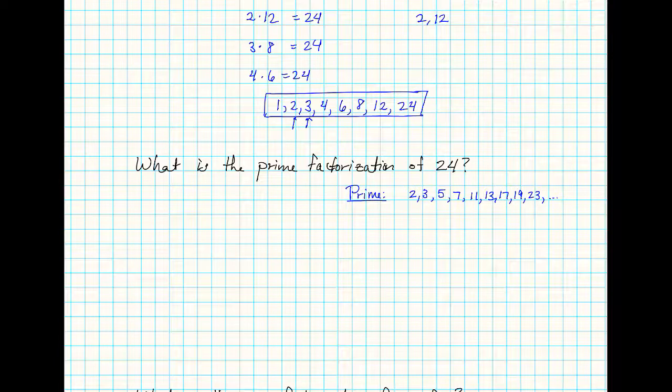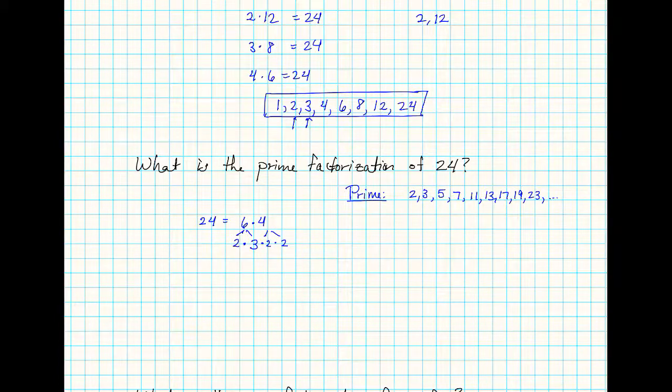Okay. So in 24, you can see the prime factors are just 2 and 3. But that is not the prime factorization of 24. You want to figure out how the prime factors can be put together to make 24. So you can start with any factorization of 24. For example, we might start with 6 times 4. And we can ask ourselves, can these factors be broken down? Well, 6 is 2 times 3. And 4 is 2 times 2.